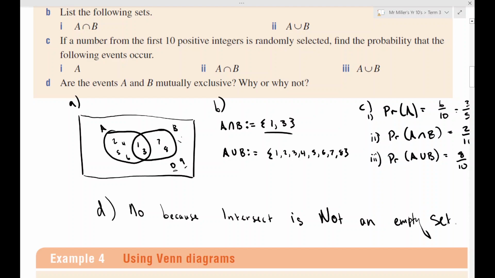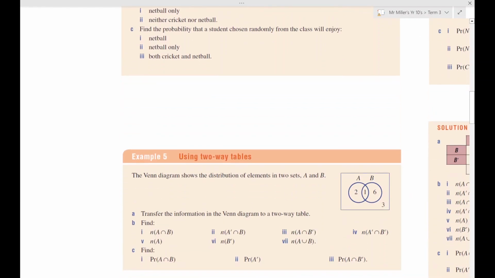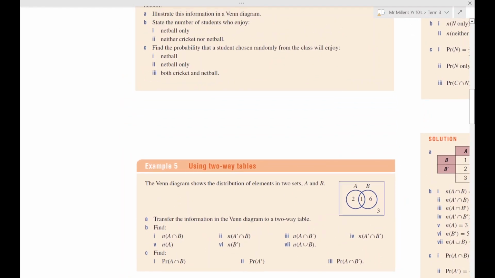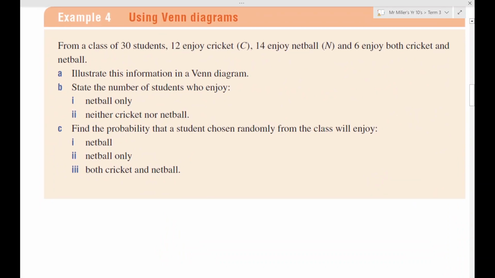Oops. Okay. Let's have a look at these other questions. Are they worth doing? Yeah, may as well. Let's just get them all done. So from a class of 30 students, 12 enjoy cricket, 14 enjoy netball, and 6 enjoy both cricket and netball. Illustrate this information in a Venn diagram.